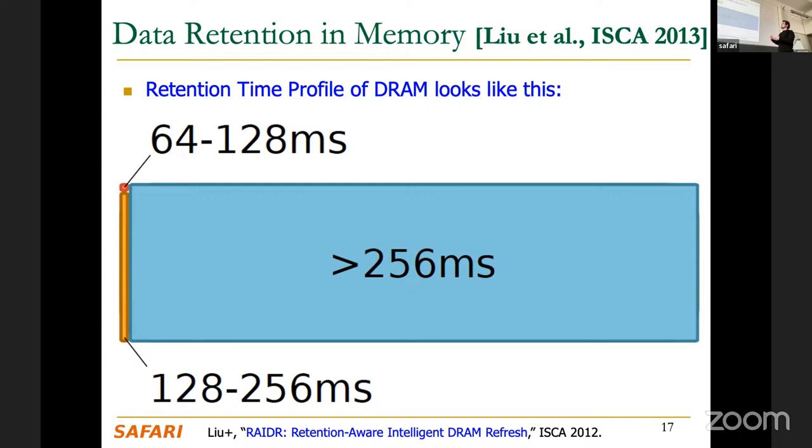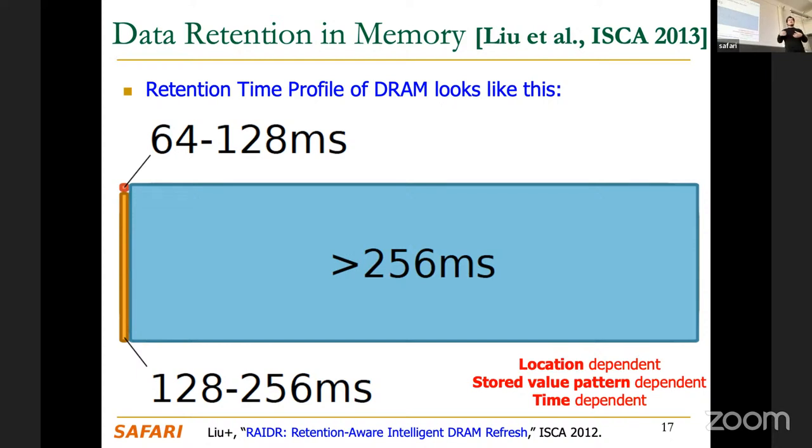Now we're wasting, essentially, because refreshing takes power, and a refresh operation costs some latency on the DRAM command bus. So it has overheads. If you could profile a DRAM chip and find that the large majority of the cells don't require such frequent refresh operations, you could save power and shave the overheads of refresh operations.